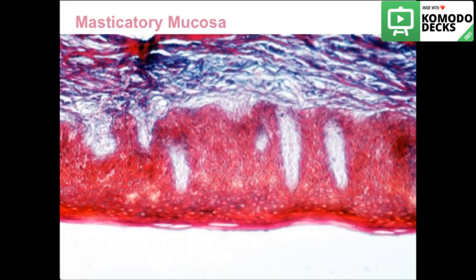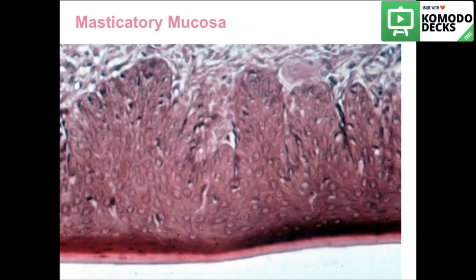Masticatory mucosa of the hard palate. We see the epithelium, keratinized layer, pronounced rete ridges, and underneath lamina propria. Another section of a keratinized epithelium of the hard palate, showing the keratinized layer.